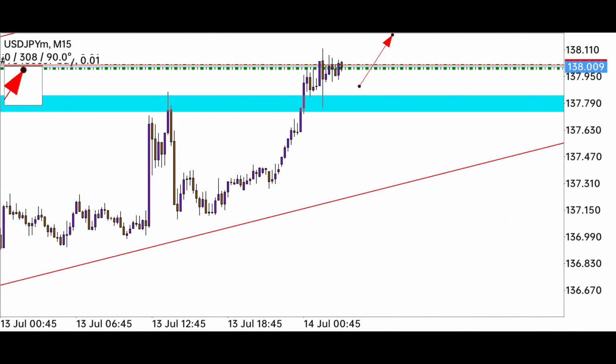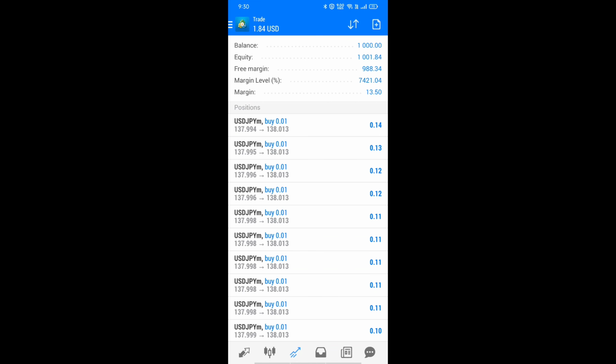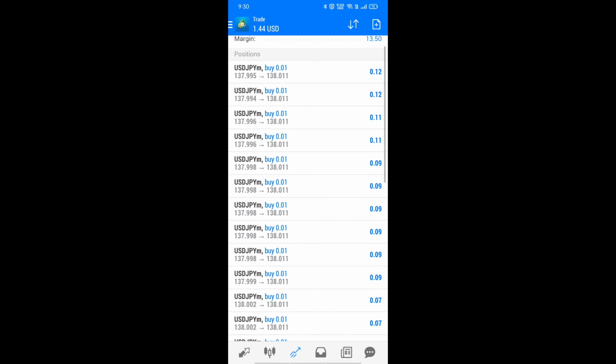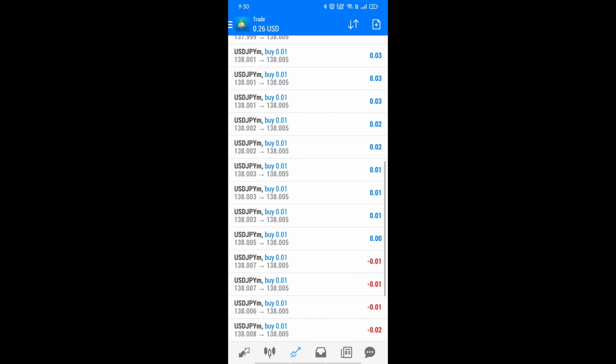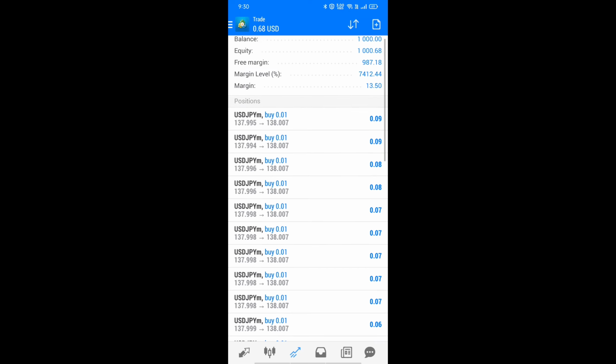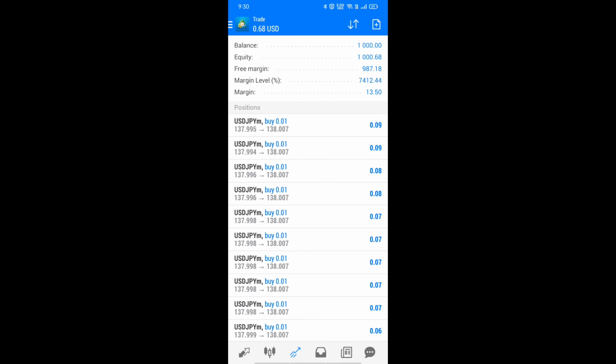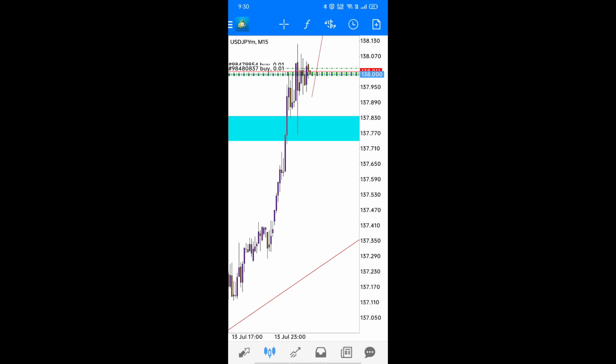High percentage chances the market will go above here because for the last few hours the market is going up. We are following proper risk management here. All of you also follow proper risk management, by which you can reduce the loss. We made a $1,000 deposit. Let's see how much return we can get from this trade session.